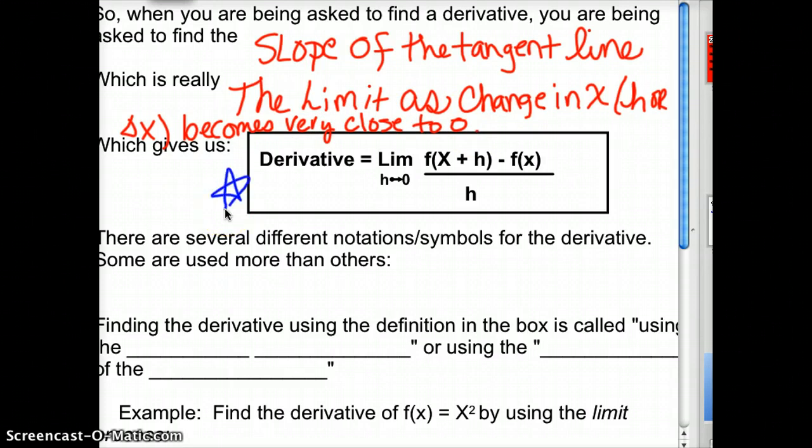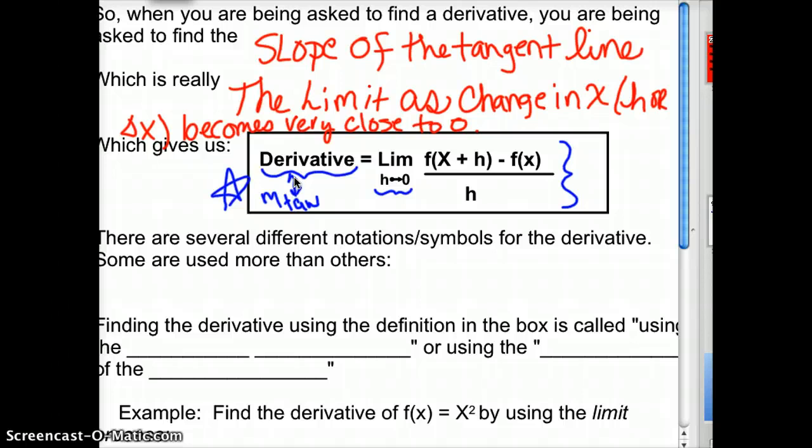My derivative, and it's the third time I've written it, so you can tell how important I think this is, is the limit as that change in x, or h, becomes close to 0, of the slope of the secant line. Our derivative is really just a word given to the slope of the tangent line. These are two equivalent phrases.